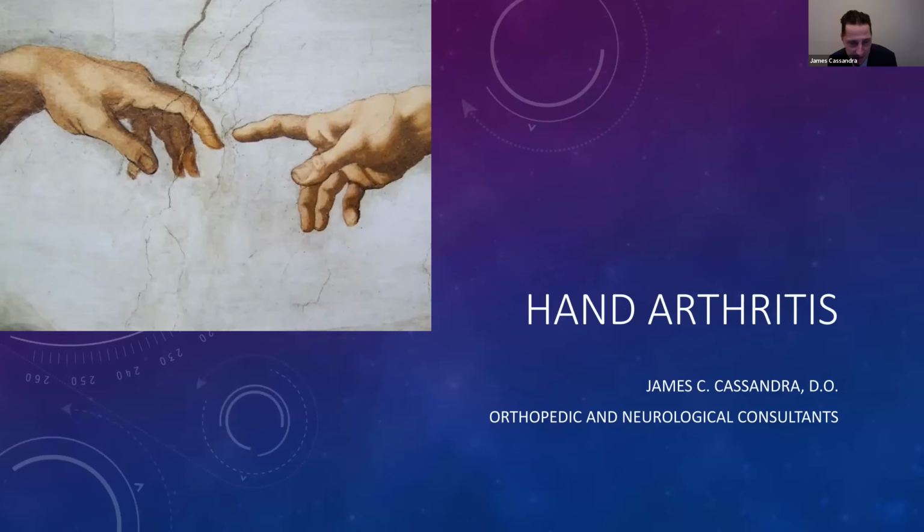All right. Hi, thanks for having me. My name is James Cassandra. I'm an orthopedic surgeon. I've done a hand and upper extremity fellowship, and today I'd like to talk about a common condition we see: hand arthritis. There are a couple of different varieties, and I'd like to go through some common things that I see and discuss treatment options, surgical options, and some common types of arthritis. So let's get started.